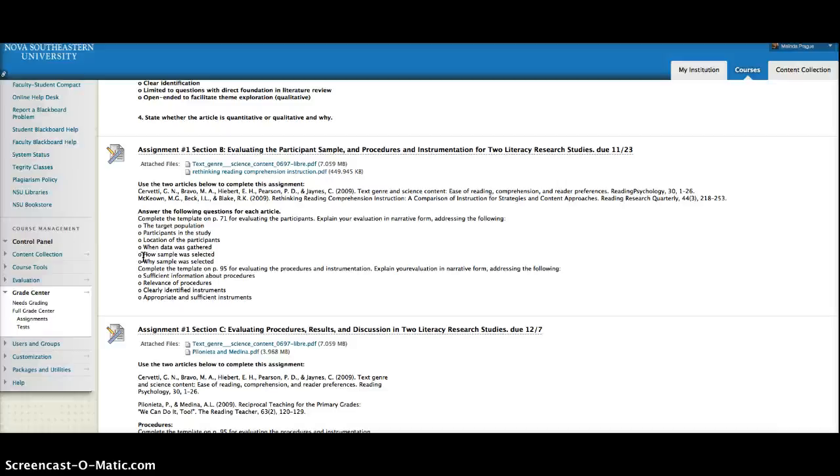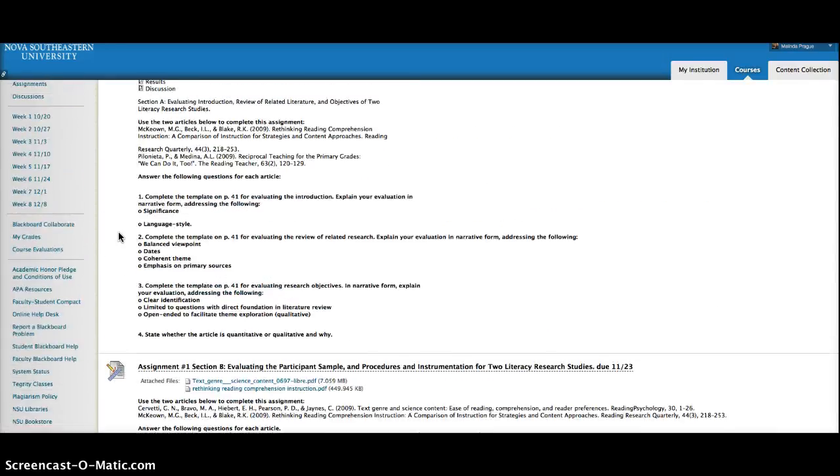So by hitting each of these points as you are evaluating, that will be very, very helpful, both to you and to me. Again, if you have questions, let me know.